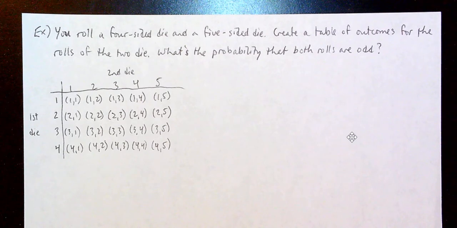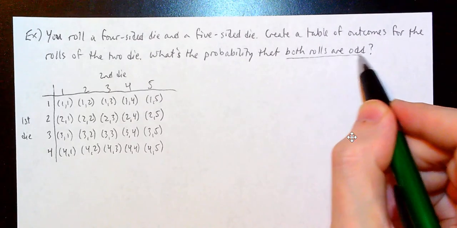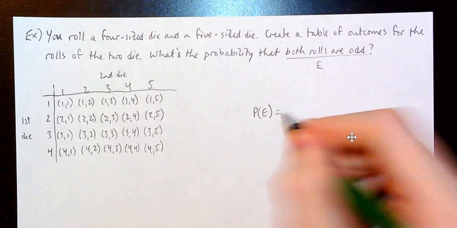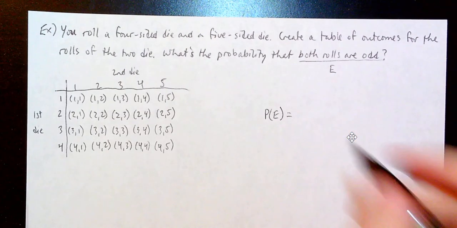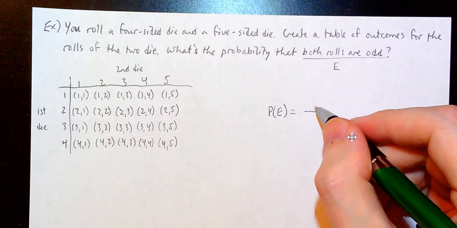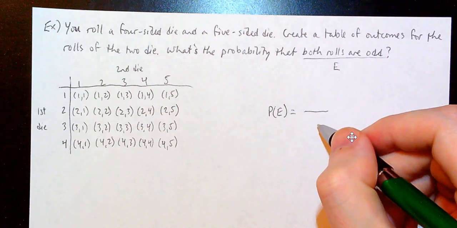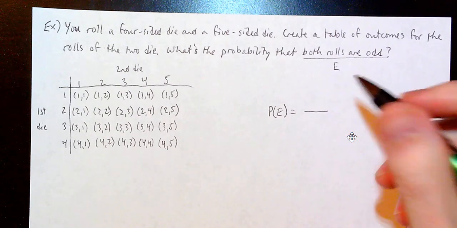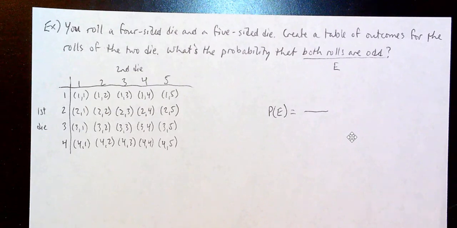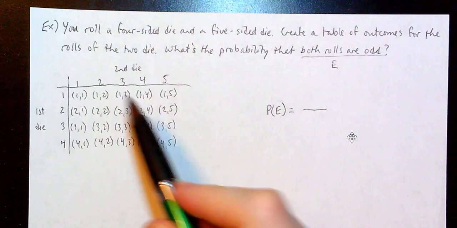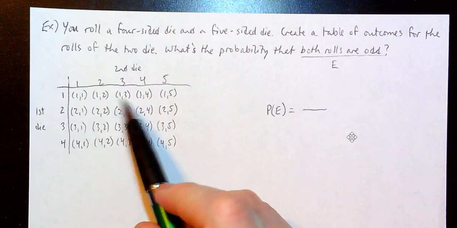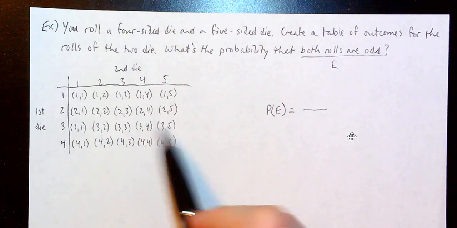So if the event is both rolls being odd, P of E is going to be the number of outcomes in the event divided by the number of outcomes in the entire sample space. Perhaps the easier one: how many possible outcomes are there in the entire sample space? We just count up the number of ordered pairs we have here. 1, 2, 3, 4, 5, 10, 15, 20.